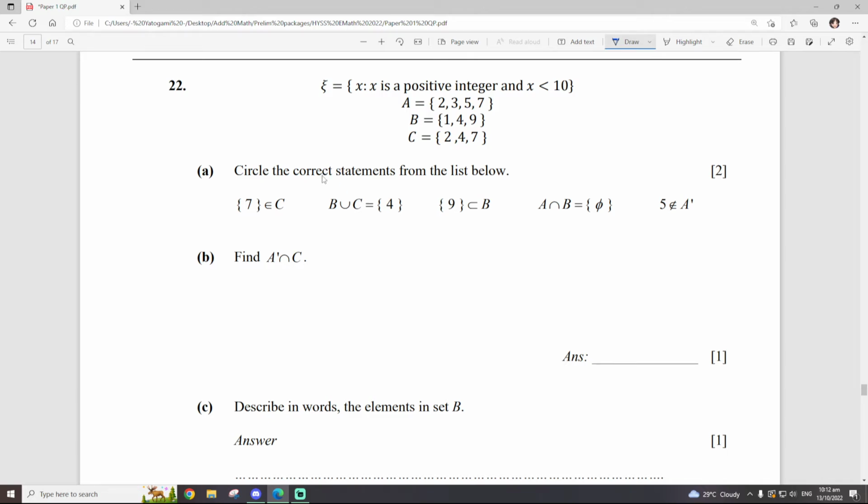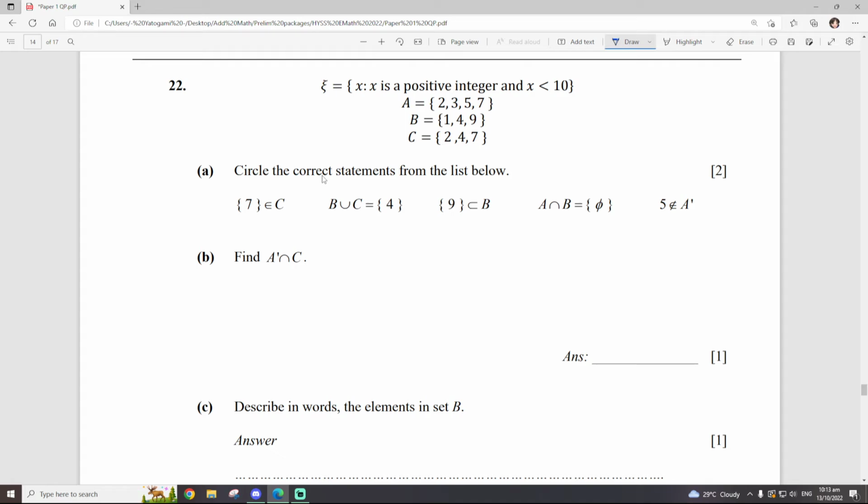Sets. Circle the correct statement. Okay, this is interesting. So I think this is about understanding of sets. So the set containing 7 is an element of C. Actually, this is not true because C is the set 2, 4, 7. The set does not contain any other set. It only contains integers. So actually, you cannot say that 7 as a set is an element of C. That's not true. It's what we call a subset of C.